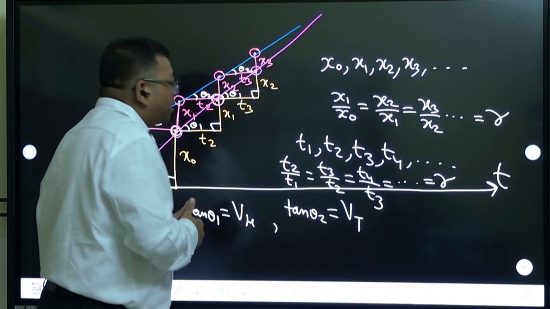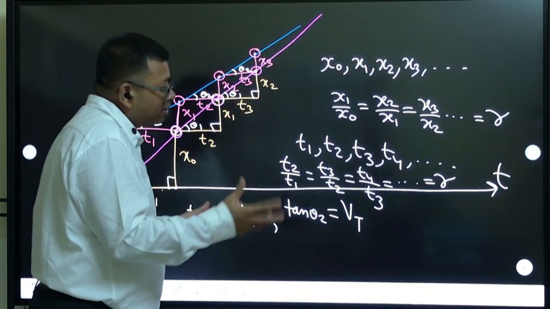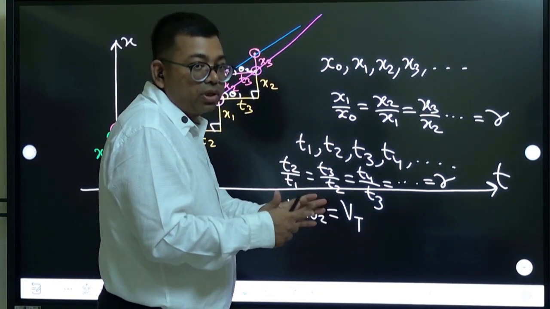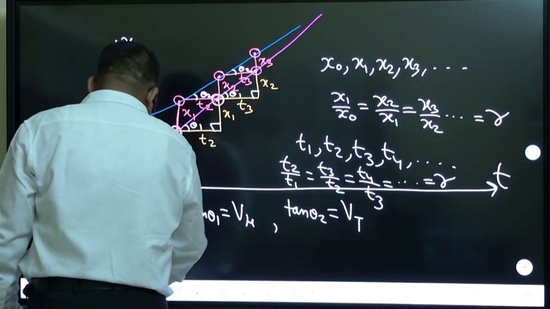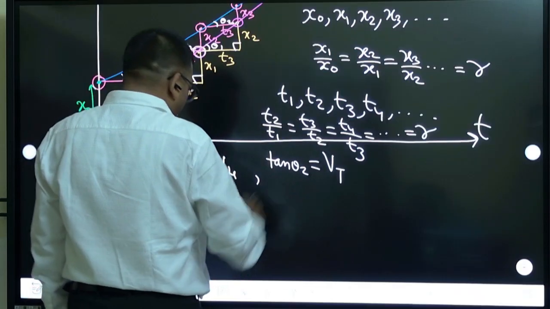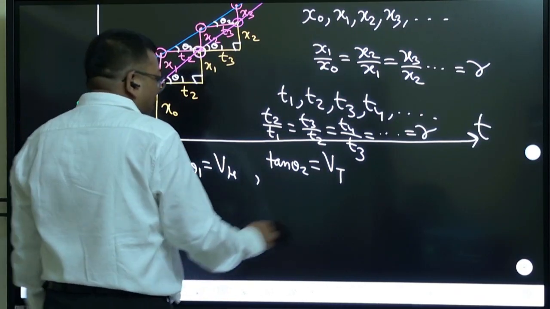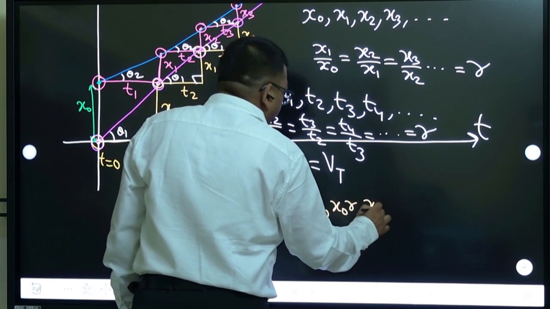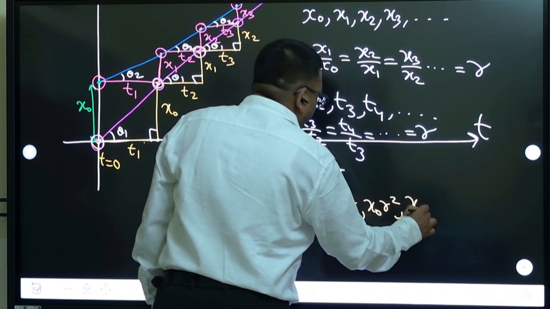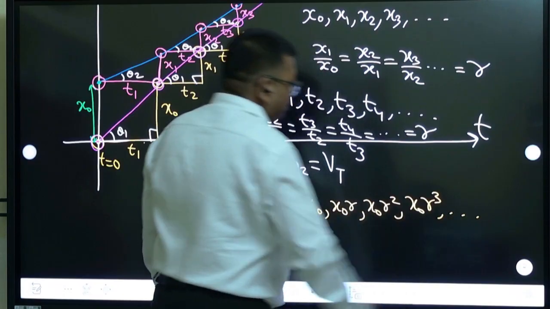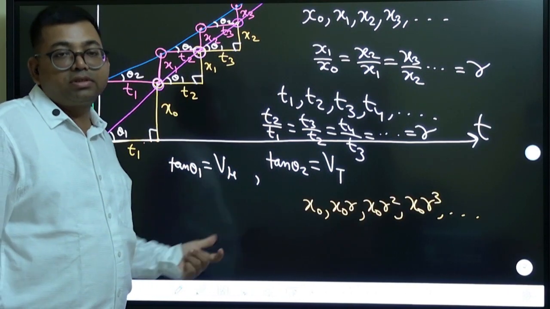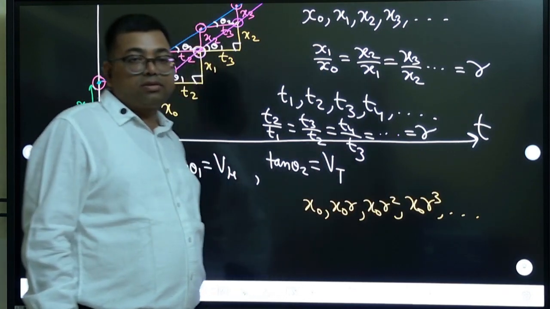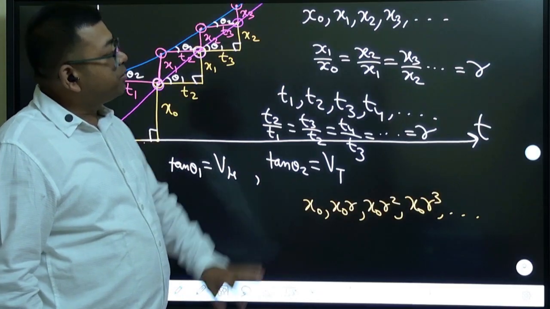Now what is that r? We will calculate that. But let us first try to write them as a geometric progression. Why geometric progression? Because if the ratios are same, then I can write this series as x naught, x naught r, x naught r square, x naught r cube, because r is the factor by which it is decreasing. I just multiply by r and get the next term. That is what a geometric progression is.